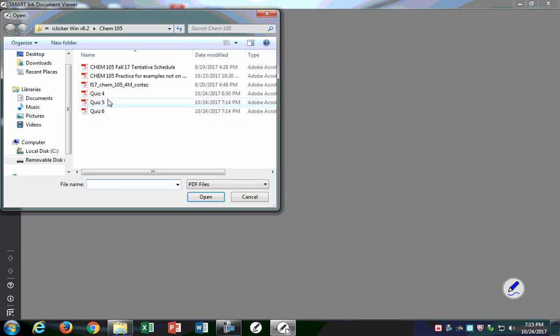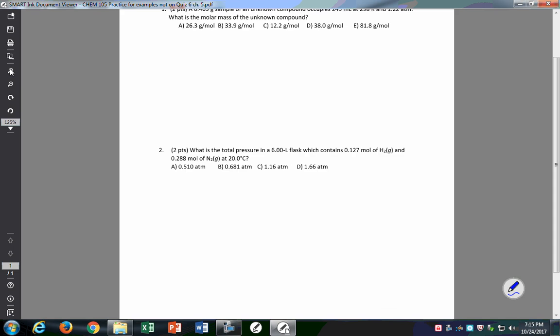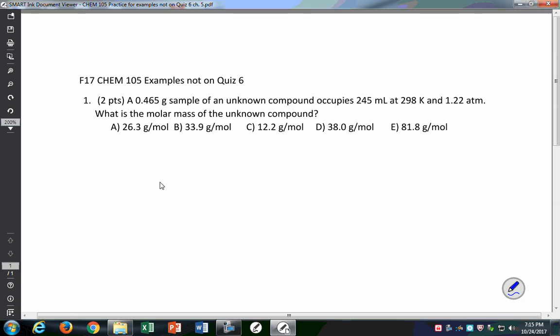I put up two examples that were not on the quizzes because we went over it in class. So I'll go through those two. That's just two examples from what we went over that wasn't part of the quizzes. But it's still relevant. It's still what we went through in class, so we could go through it.